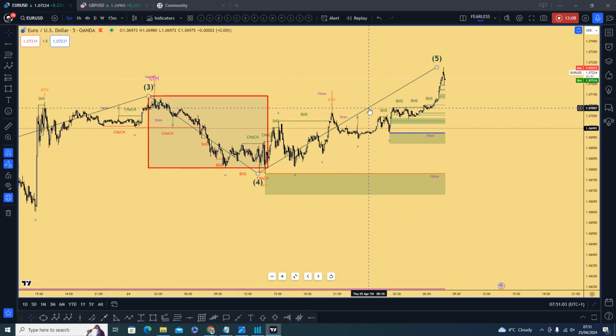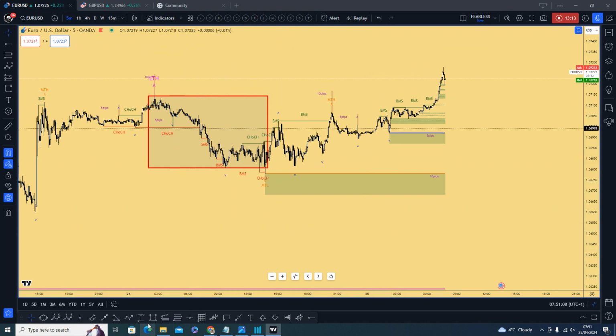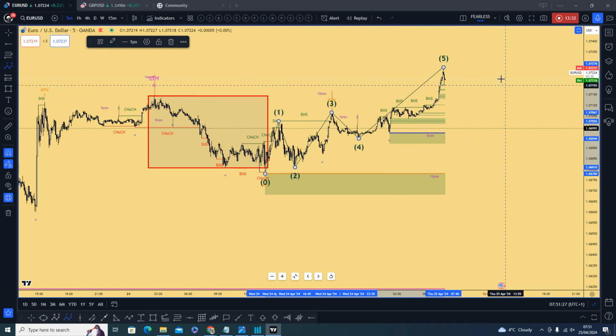Let me do this. I can delete this now because that has done its job. I'm looking for, from this low on this 5 minutes, I want to see there's a structure here. So we broke higher: 1, 2, 3, 4, and extended 5. You can see that. After this thing finished, we have a lower high or something. You can take the trade. This is a reversal trade. Be very careful taking a reversal trade.